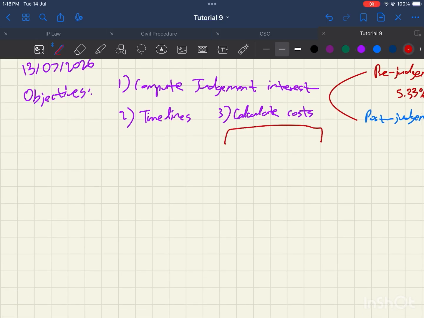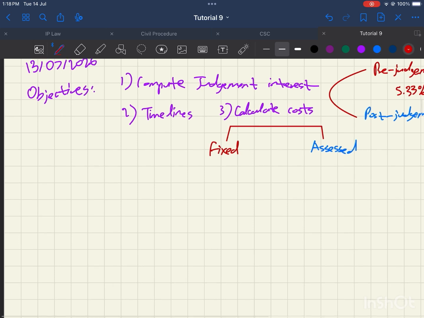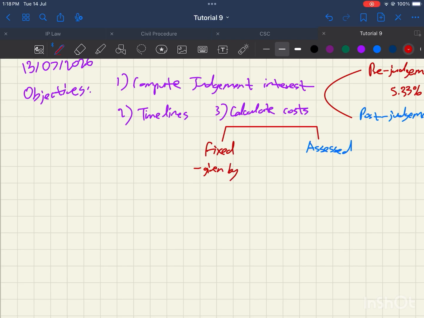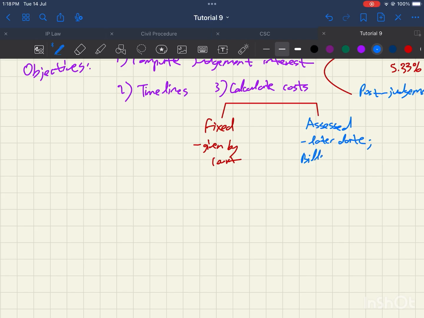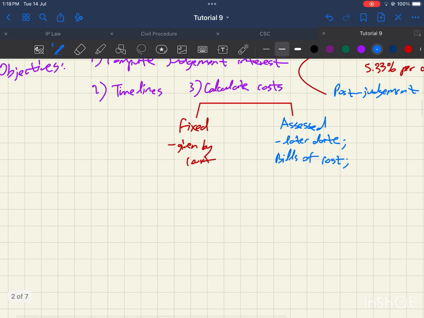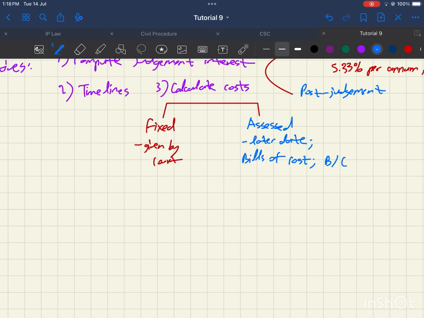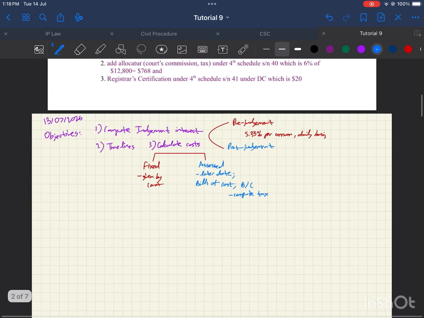Now, just a caveat. For cost, remember there are two types also, right? The first type is fixed cost. And the second type is assessed. Now, what does this mean? Fixed cost is given by the court, right? Then how about assessed? Assessed refers to a later date. But that's not the important part. The important part is that when it comes to assessed, you have to deal with the bills of cost, also known as B/C. What this means is that you have to compute the tax by yourself. Compute tax. It's not given.